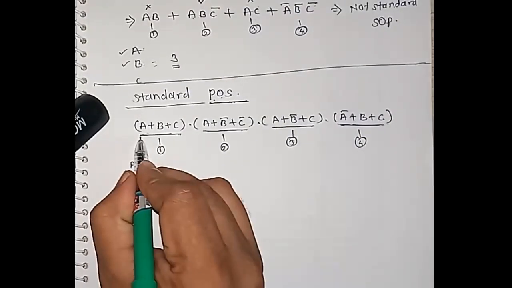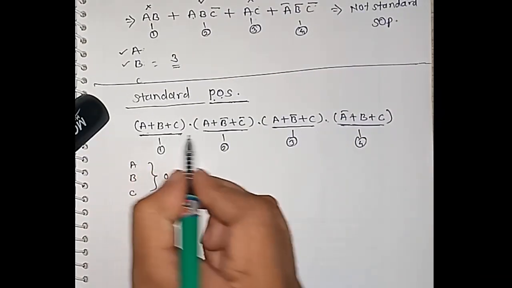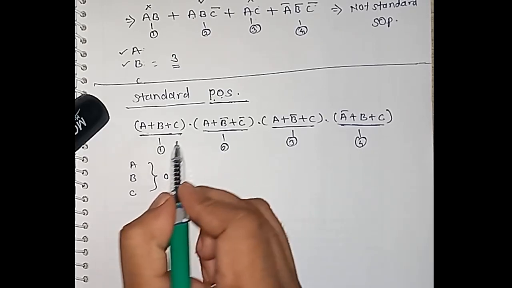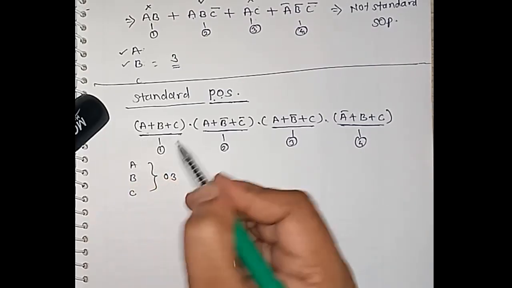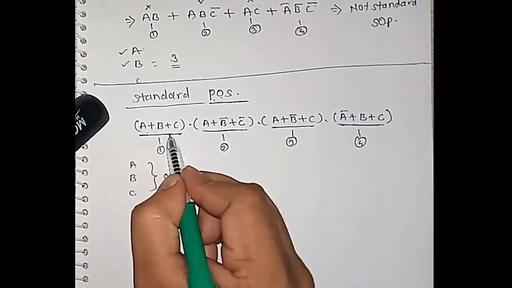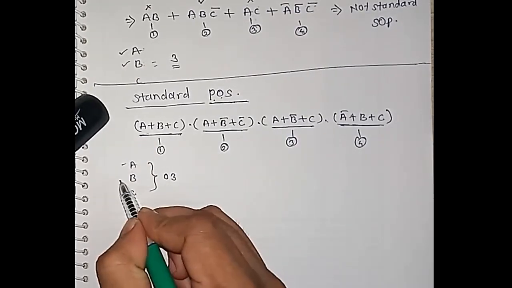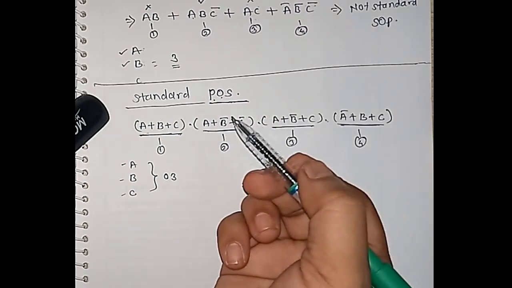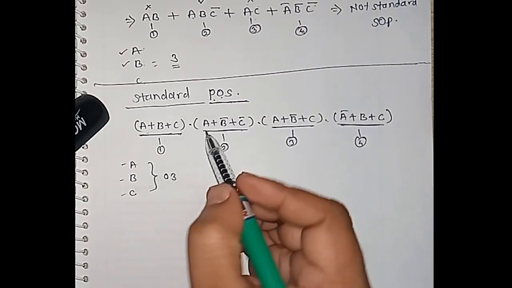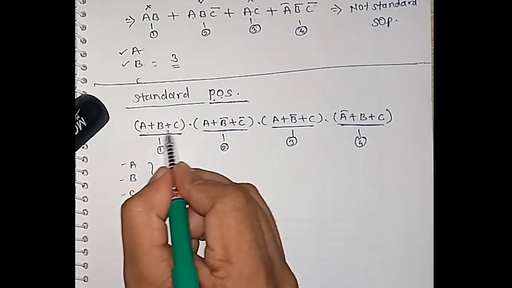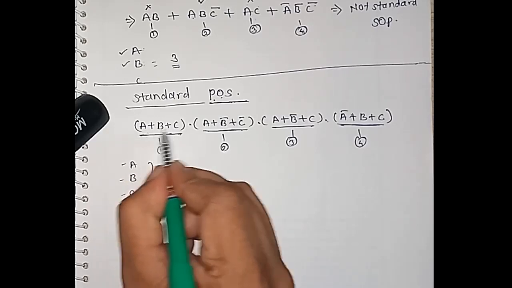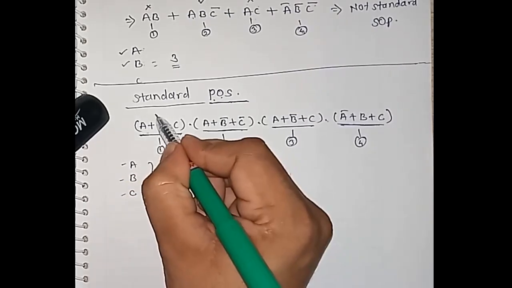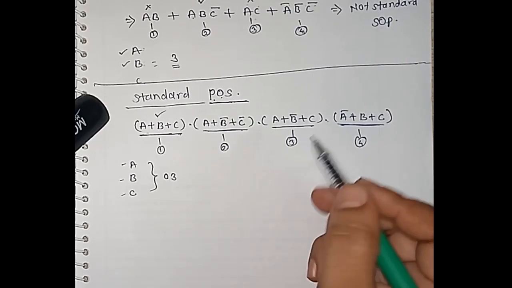Consider the first term, which is A plus B plus C. In this first sum term, all the literals are present, meaning A is present, B is present and C is present, either in complemented or uncomplemented form. In this case all the literals are present in uncomplemented form, so this is a valid sum term.